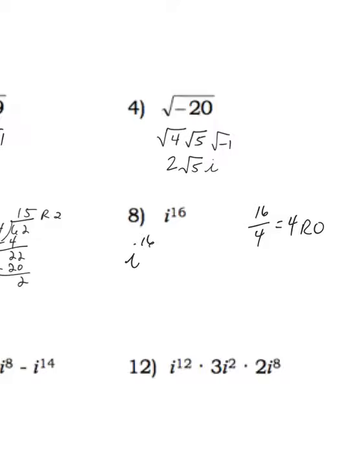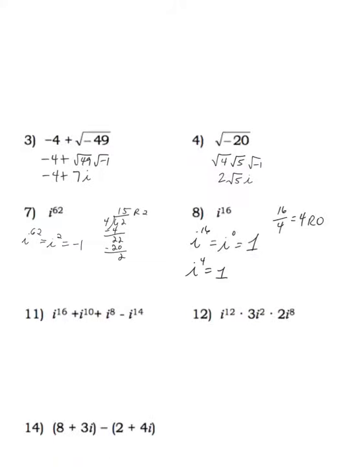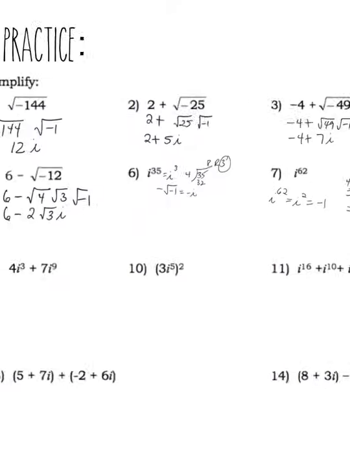i to the 16 is the same thing as i raised to the power of 0, and anything raised to the power of 0 is 1. Or you can just treat 16 as you would treat all of the 4th powers on the i chart. So i to the 4th power is 1. Either way that you look at this, you'll end up with the correct answer. Anything that is a multiple of 4 when we are looking at powers of i is going to give you a result of 1.